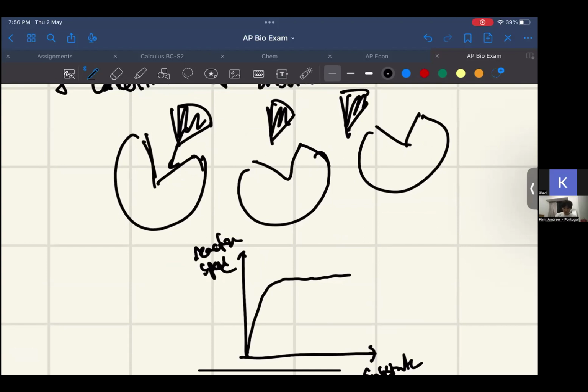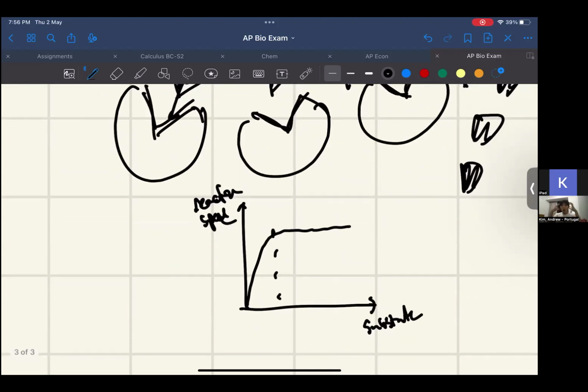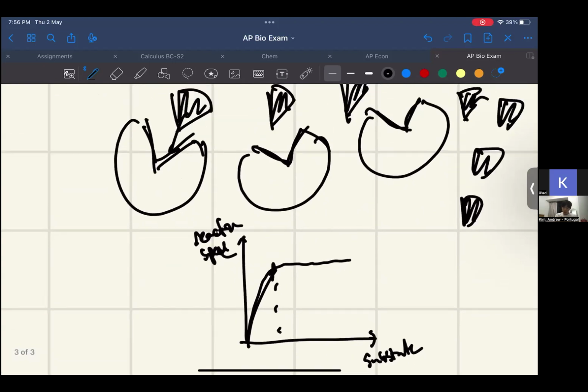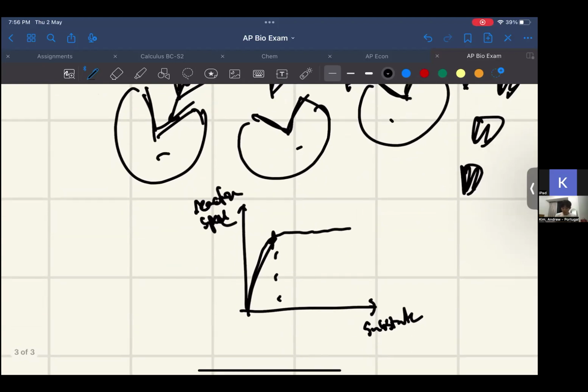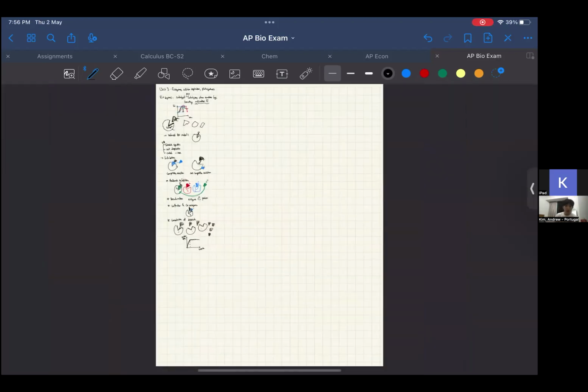Why? Because if every single Tinder platform is occupied by a substrate, then even if you have these extra substrates, where will they meet up? They won't have any platforms left. That is why initially, until the platforms are all occupied, there will be an increase in reaction speed as substrate concentration increases. But once all the platforms, all the enzymes are occupied, the speed will die off. Now that is it for enzymes. And now I will move on to the cellular respiration part.